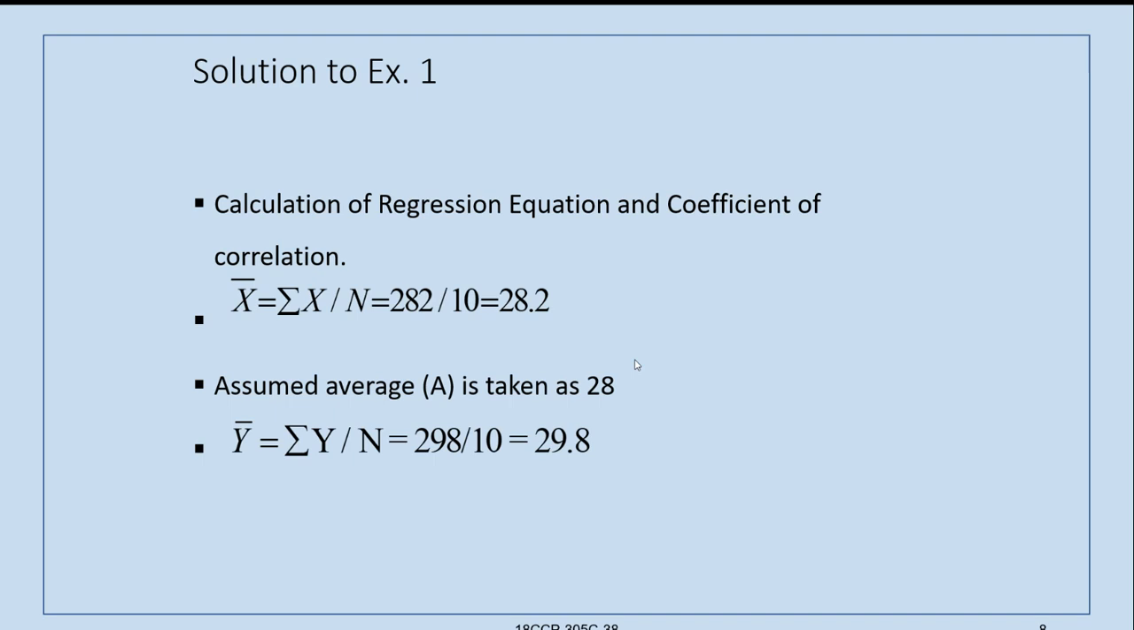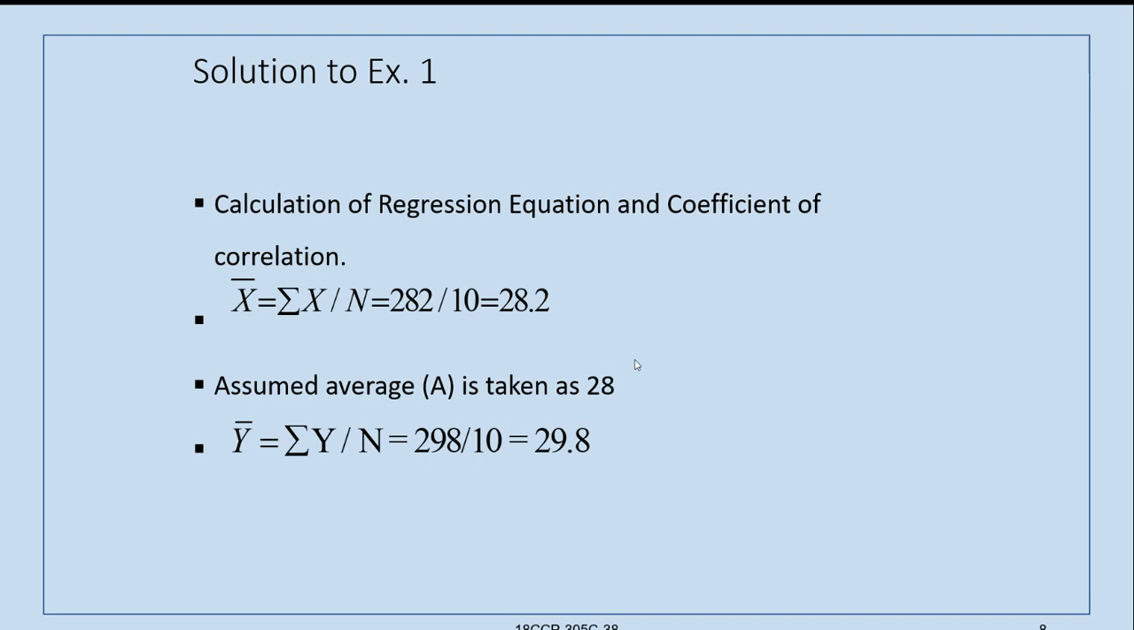The calculation of regression equation: first we have to calculate the mean of the X series and Y series. So sigma X is 282. This mean is useful because we have to use them when we are calculating the regression coefficients and their equation. Of course, for the equation it is required.